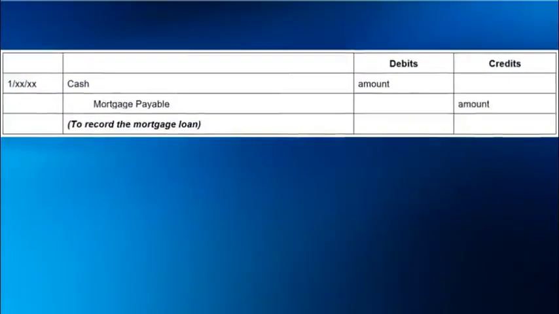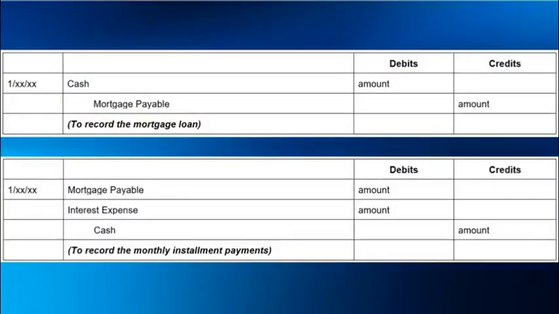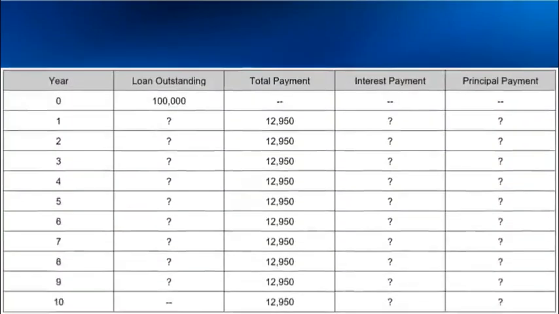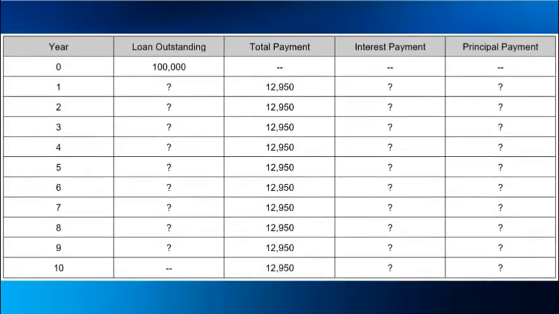Let's say that Xavier took out a mortgage loan for his garage. In his first journal entry, he would debit his cash account and then credit a mortgage payable account. The next journal entry would be for the first installment of the mortgage, debiting both mortgage payable and interest expense and then crediting the cash account.